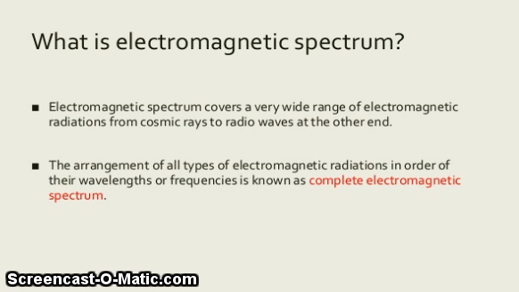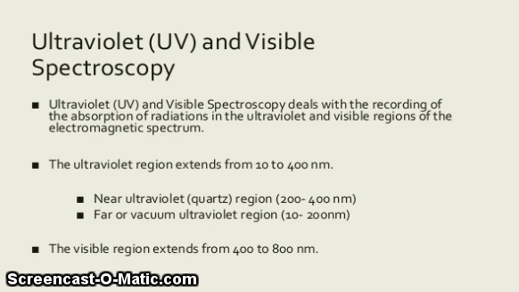Friends, what is the electromagnetic spectrum? The electromagnetic spectrum covers a very wide range of electromagnetic radiation, from cosmic rays at one end to radio waves at the other end. The arrangement of all types of electromagnetic radiation in order of their wavelength or frequency is known as the complete electromagnetic spectrum. Now friends, ultraviolet and visible spectroscopy. In this slide I will discuss this.